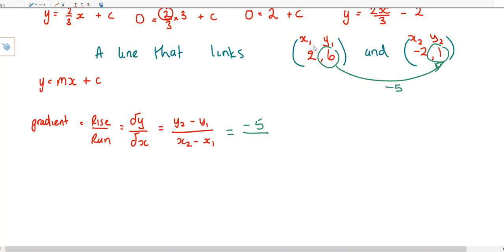And my run is from x there to x there, minus 4. So I've got minus 5 over minus 4, which is the same as 5 over 4, because we've got 2 negatives.